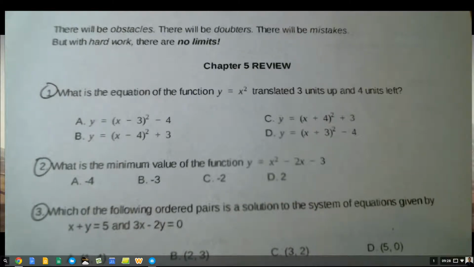Hello everyone. I will be doing a few sample problems from the Chapter 5 review worksheet. Okay, so let's start with number 1.